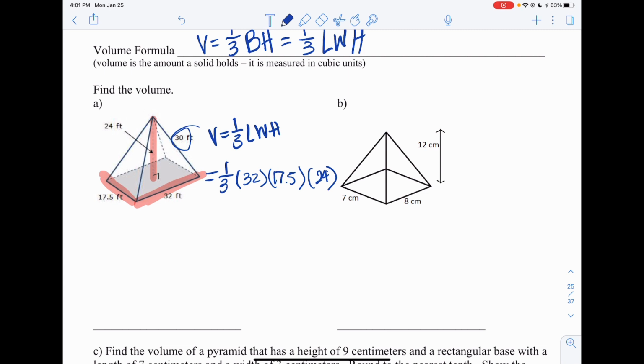Okay, notice how we did not touch that 30 feet at all. That 30 feet represents the slant height of this pyramid. And we have not talked about slant height at all, and it does not require you or say anything about a slant height in our formula. So you do not touch that 30.